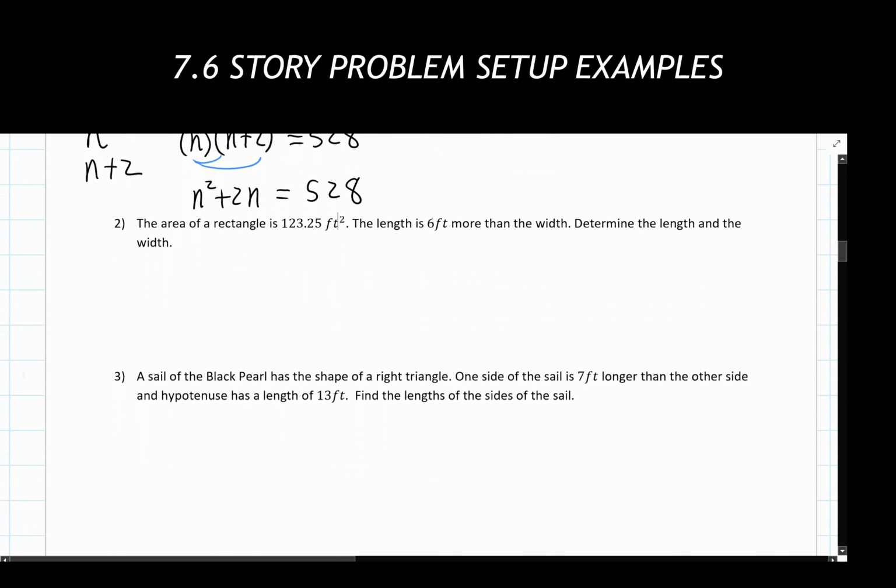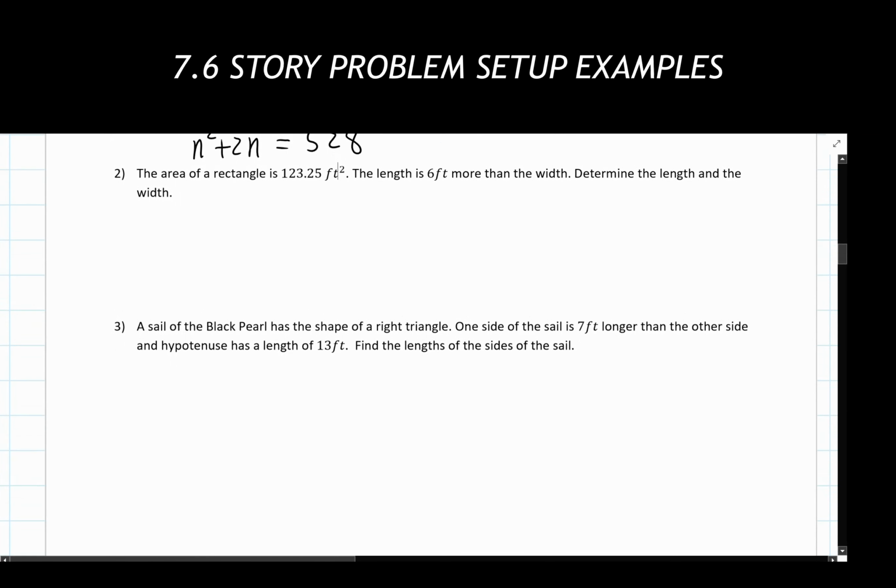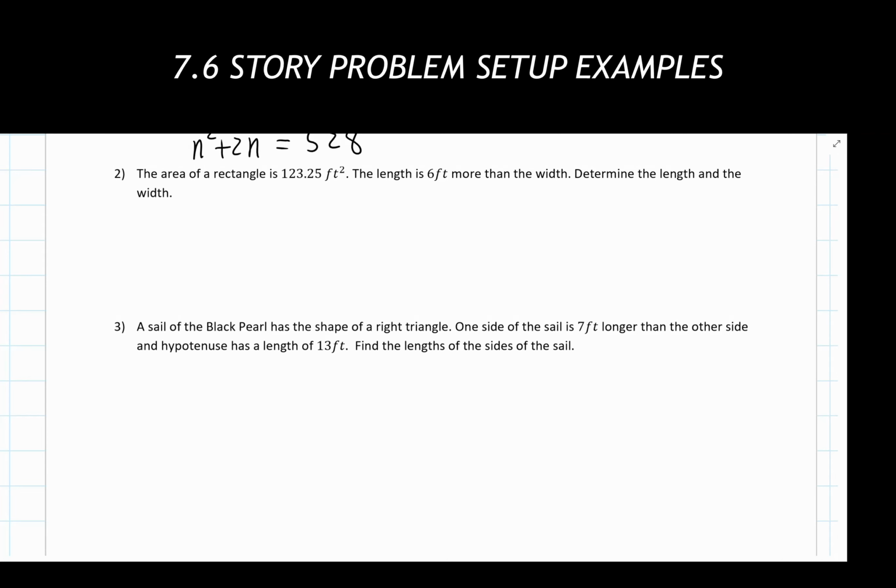Let's take a look at number 2. Let's get the setup going with this. Number 2, we're told the area of a rectangle is 123.25 square feet. The length is 6 feet more than the width. Determine the length and the width.